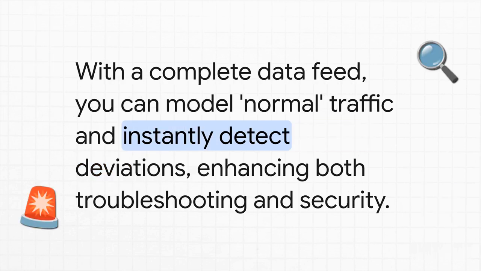And of course, when you have a complete real-time fire hose of all network activity, the possibilities are just incredible. You can build a baseline of what normal traffic is supposed to look like. And then, the second something deviates, a sudden spike in traffic on an unusual port, or a service that suddenly tries to talk to the internet when it never should, you can detect it instantly. This is a massive win for both performance troubleshooting and for security.